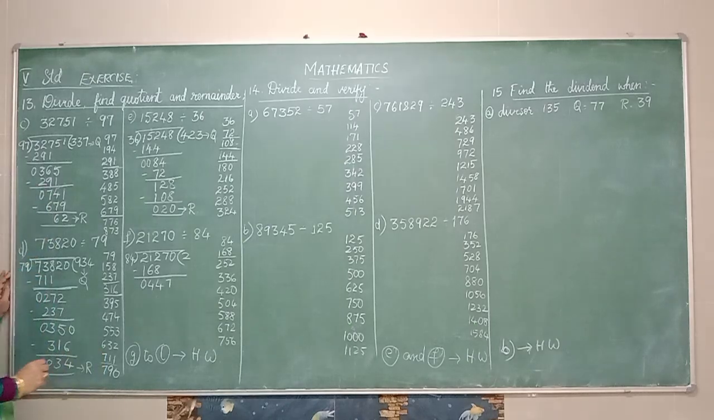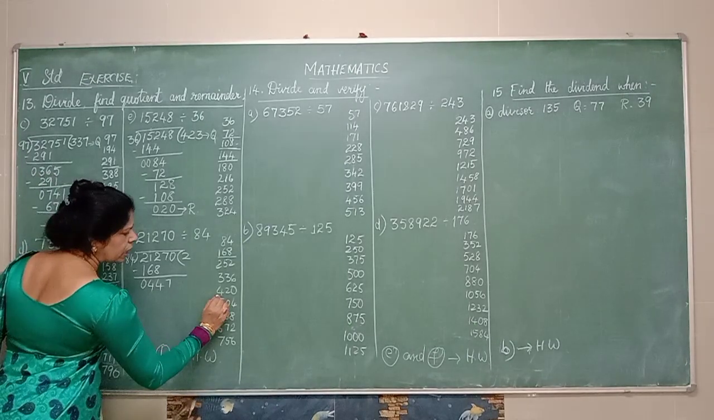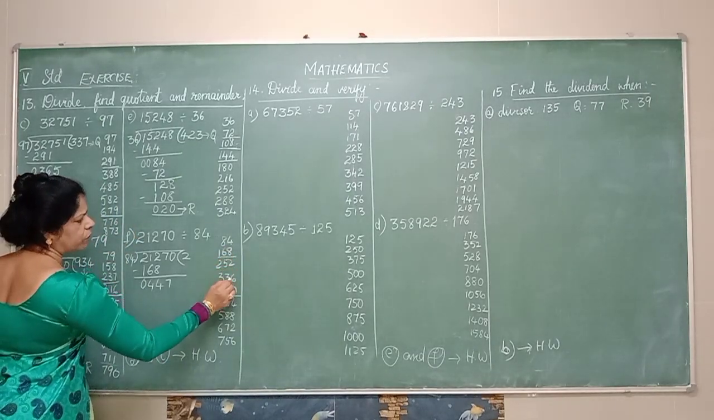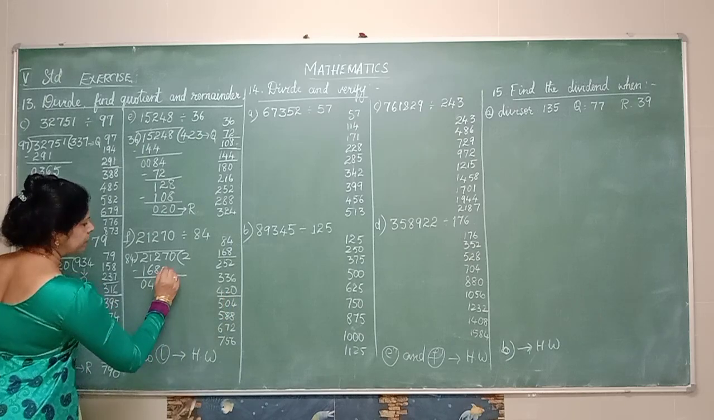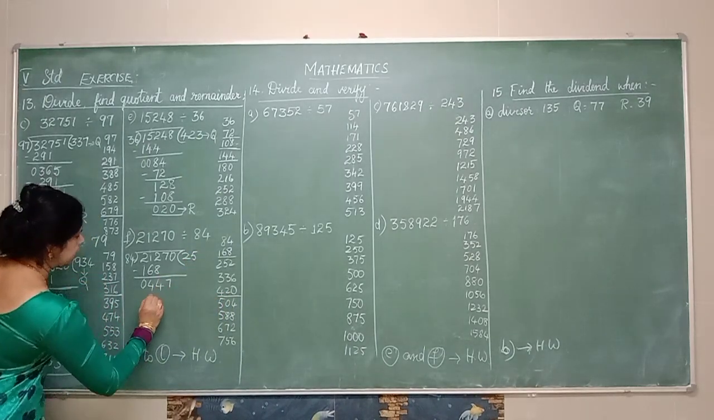Now bring this 7 down. 447. So how many times is 447? We will see where does it come. 447 comes here, right? 1, 2, 3, 4, 5. So 5 is up. How much? 420.